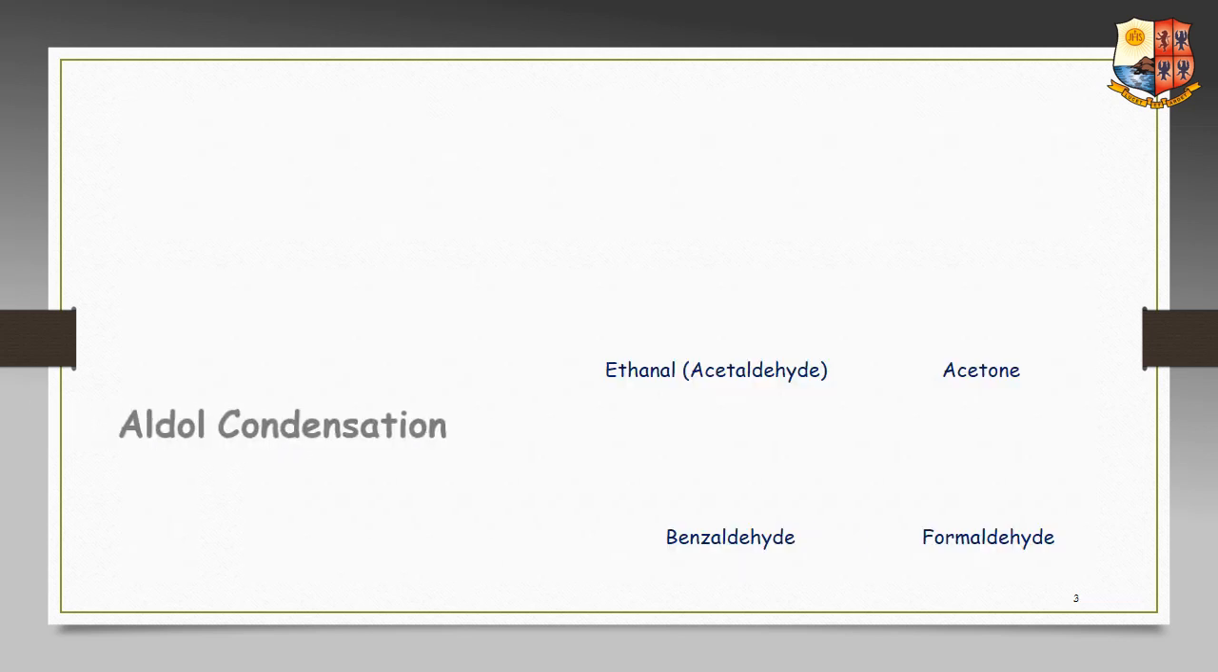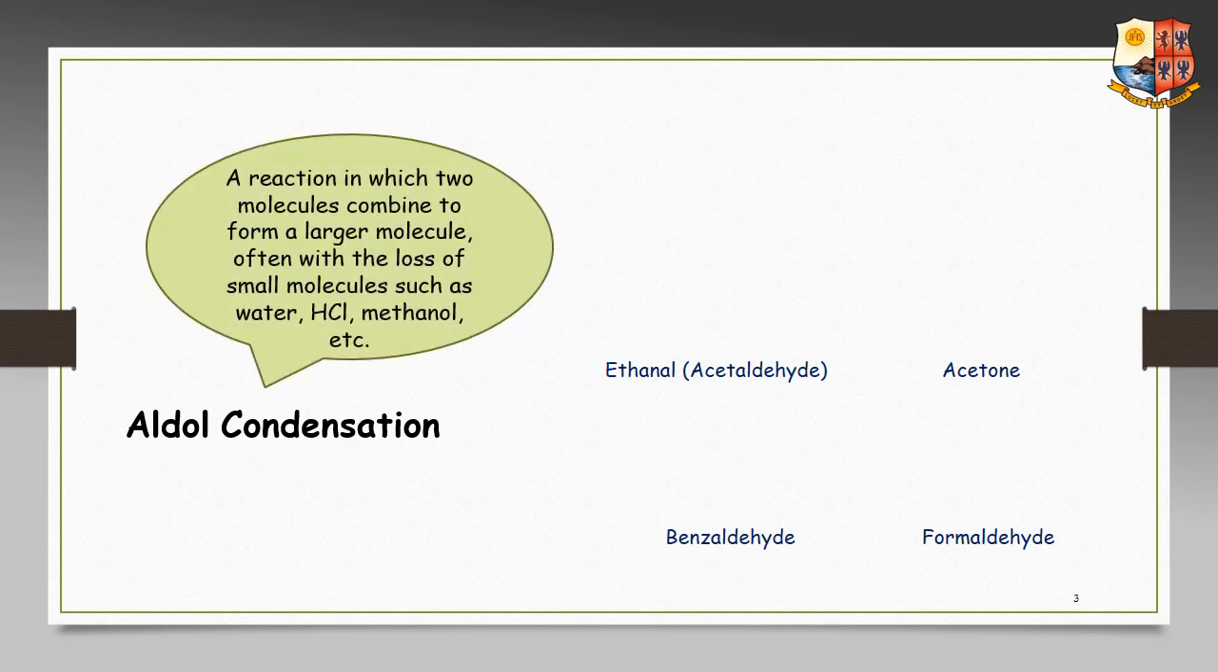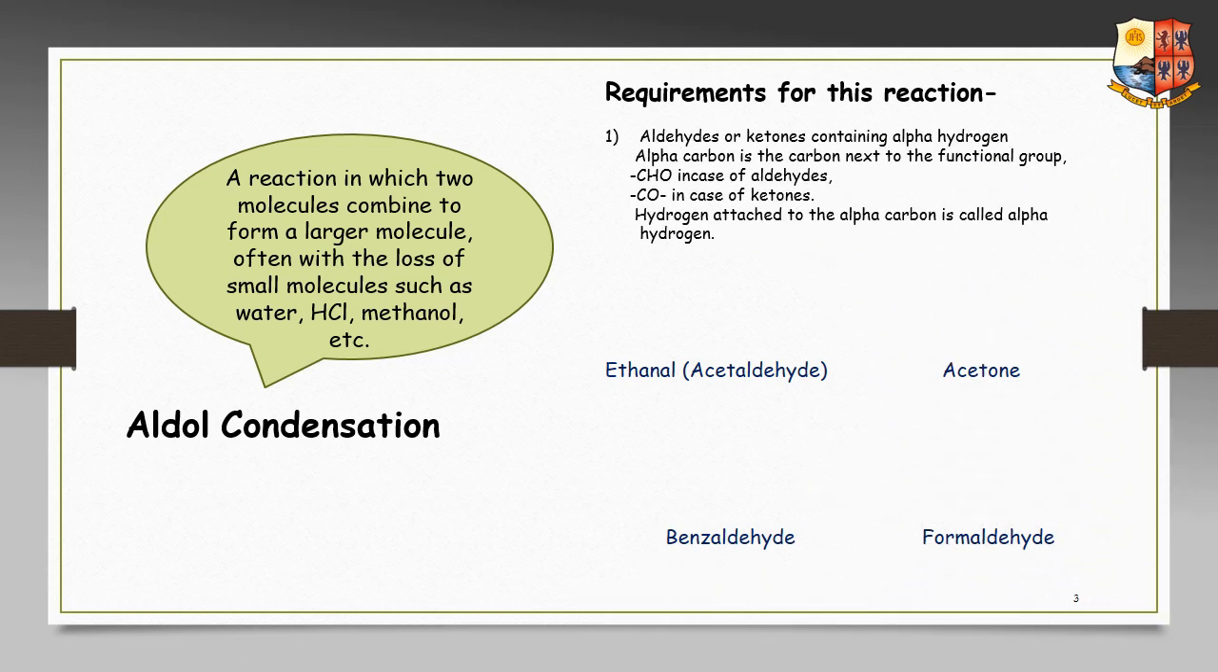So first things first, what is aldol condensation? Now condensation is a reaction in which two molecules combine to form a larger molecule, often with the loss of small molecules such as water, HCl, methanol, etc. The requirements for this reaction are: first, an aldehyde or a ketone containing alpha hydrogen. Now alpha carbon is the carbon next to the functional group, and alpha hydrogen is the hydrogen attached to this alpha carbon. To understand this better, we look at a few examples.